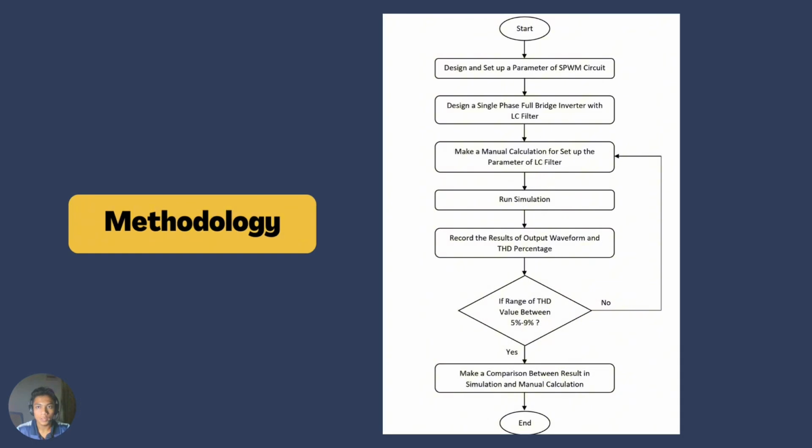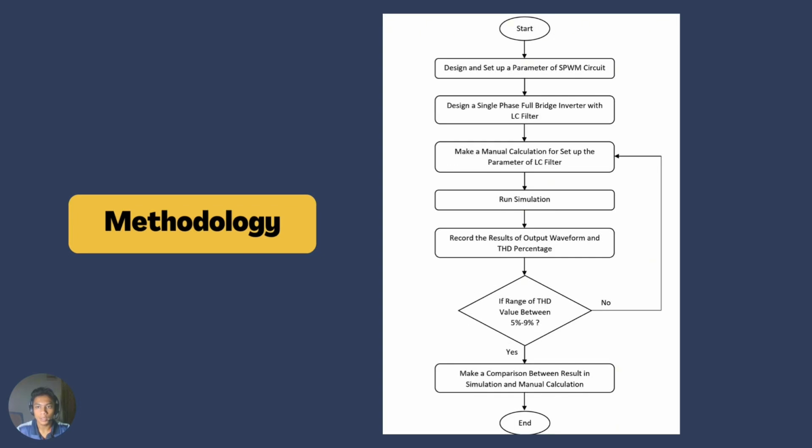For the part of methodology, it consists of a flowchart. The flowchart starts with designing and setting up the parameters of the SPWM circuit to generate variable-width pulses based on a sinusoidal reference wave, which controls the full bridge inverter. The second step is to design a single phase full bridge inverter with LC filter. This design uses MOSFETs that convert the DC voltage, up to 1000 VDC, into an AC waveform with SPWM, ensuring coordinated switching to create a basic AC waveform.